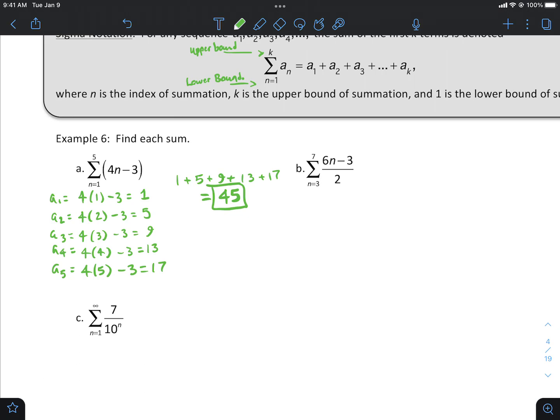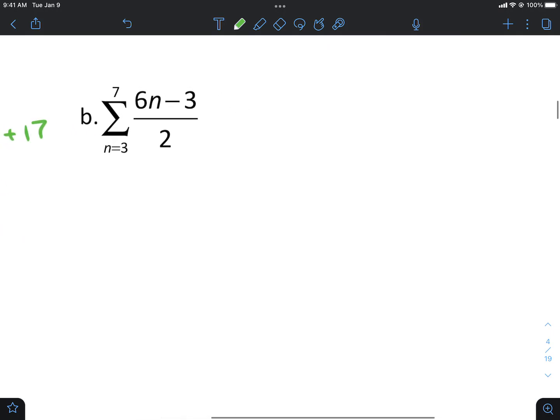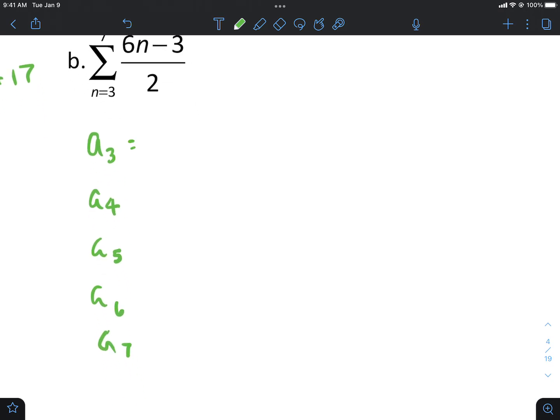All right, let's try out a couple more. I think we got a few more. For this next one, instead of starting at the first term, we'll start at the A3 term. So you go A3, A4, A5, A6, and then A7. So another one with 5 terms.